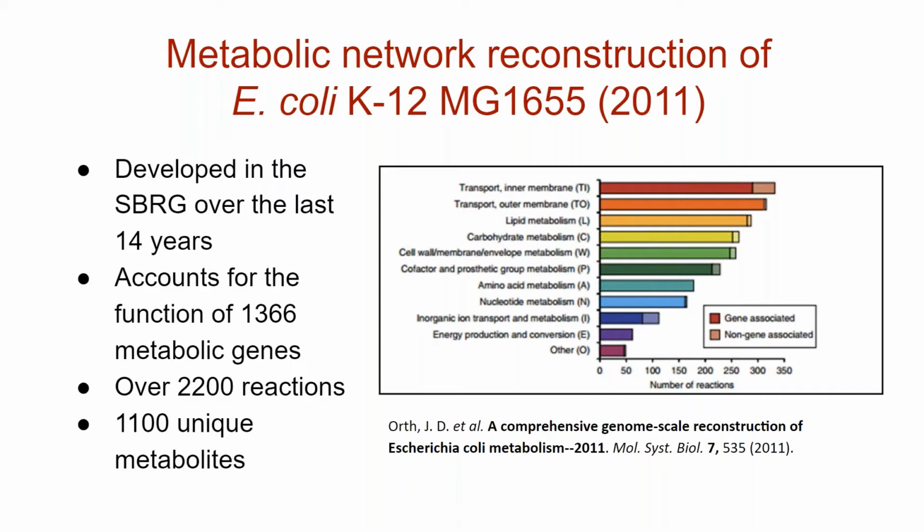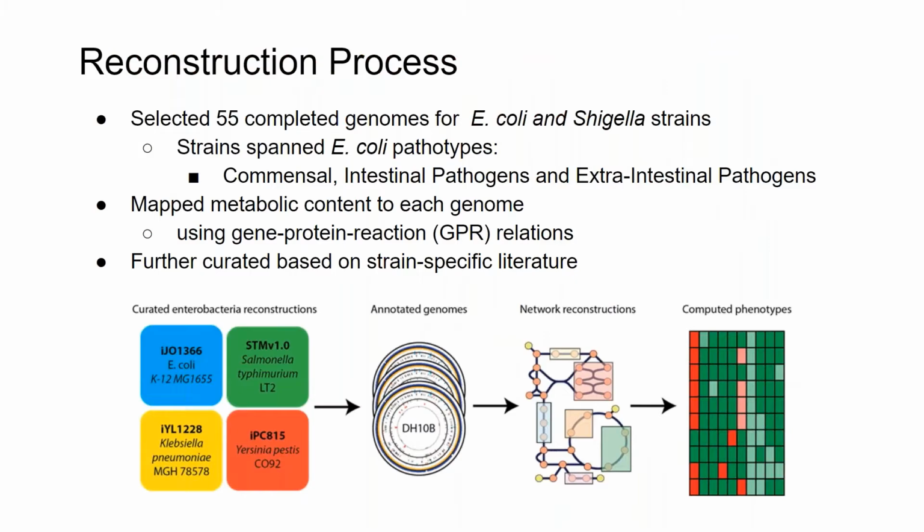That genome scale model was very high quality, but it was very specific to E. coli K-12 MG1655. So what we did is we selected 55 different complete strains of E. coli, as well as Shigella, that spanned different pathotypes, be they commensal or healthy strains that are not pathogenic, intestinal pathogens, or extraintestinal pathogens. We mapped metabolic content from E. coli K-12 and 3 other curated enterobacteria reconstructions, including Salmonella, Klebsiella, and Yersinia. We also added further specific information based on the literature to build these genome scale models of 55 different strains of E. coli.